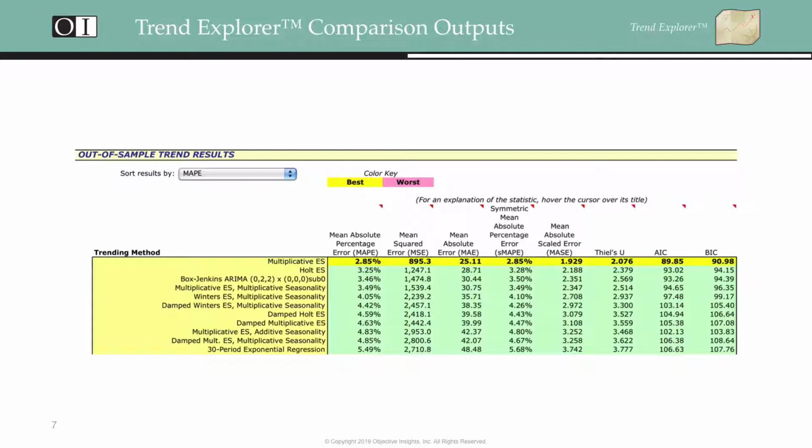If you wanted to use the best method for that particular data set, you'd use the multiplicative exponential smoothing. And if somebody asked you why you are using that method, you could go back to the Trend Explorer and say, well, it had the lowest MAPE, it had the lowest MSE, etc.